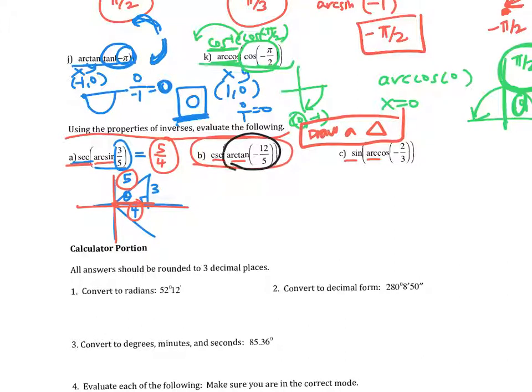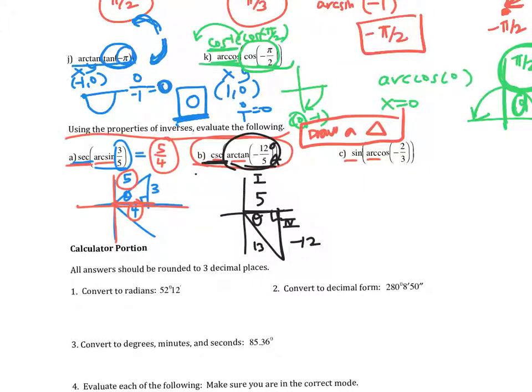So arctangent of negative 12 over 5. Arctangent means you have to either be in quadrant 1 or quadrant 4, but because it's negative, we're going to be in quadrant 4. And it's opposite over adjacent, or y over x, therefore it's going to be negative 12 over 5. It's a 5, 12, 13 triangle, so here we have it. It's positive x in quadrant 4, and negative y.